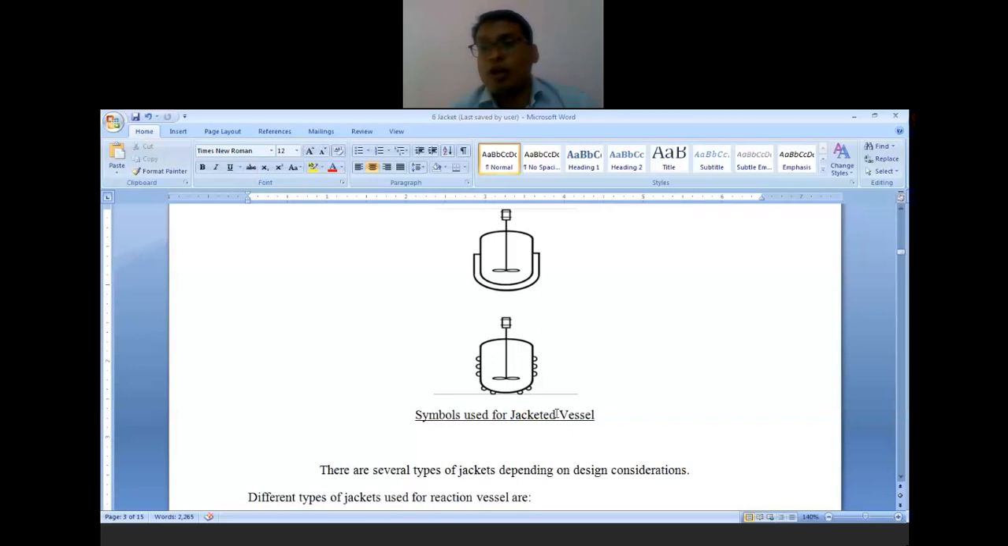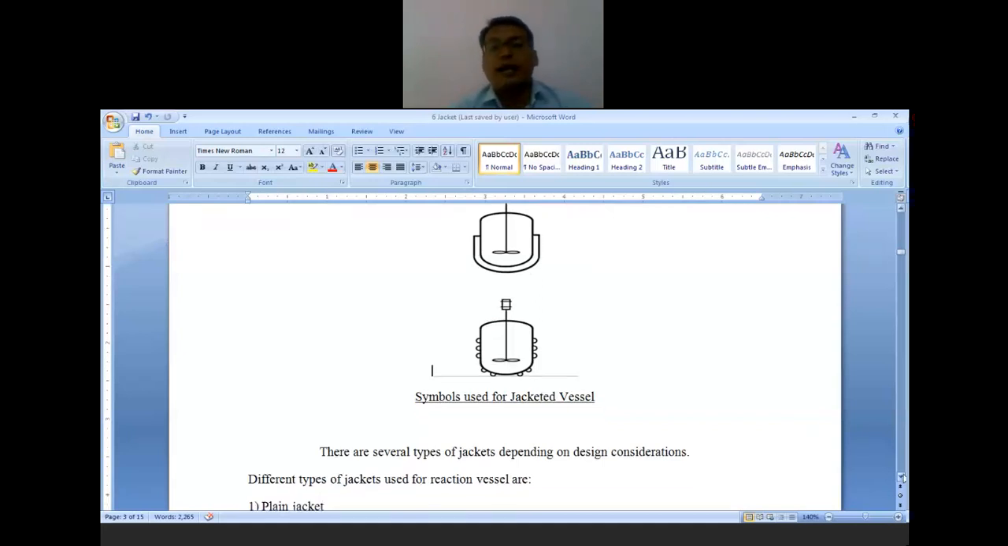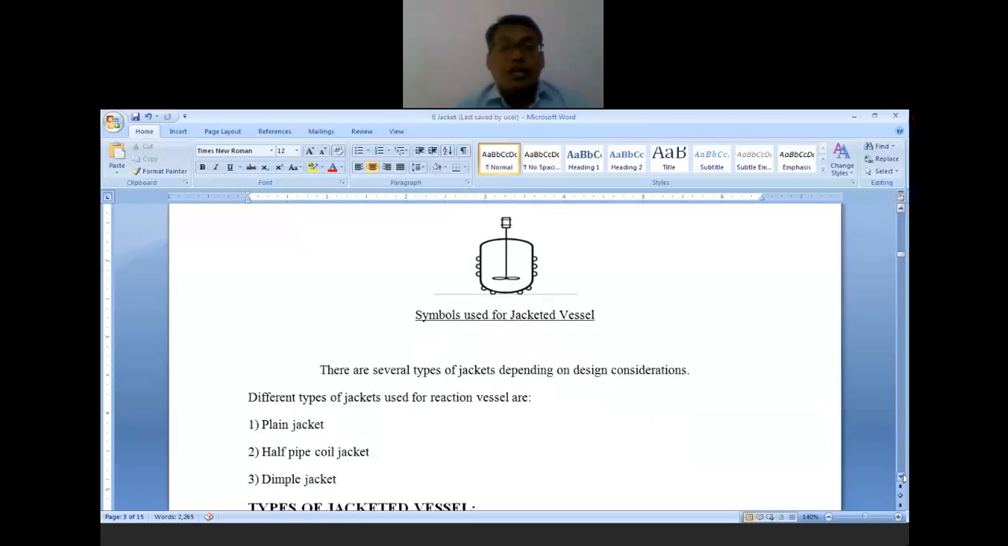So this is a symbol, and these symbols are necessary in understanding the process flow diagrams. Process flow diagrams are very important in understanding the process and instrumentation diagrams. Basically it's a process flow diagram, then the instruments are added to that, and it will become the process and instrumentation diagram.